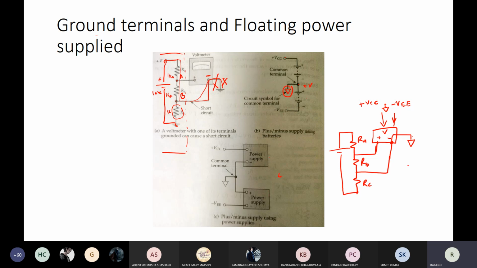First of all, you tell me, is it a complete question or not? When I say potential, we should ask: with respect to what? So with respect to this ground, what will be the potential of this common terminal?